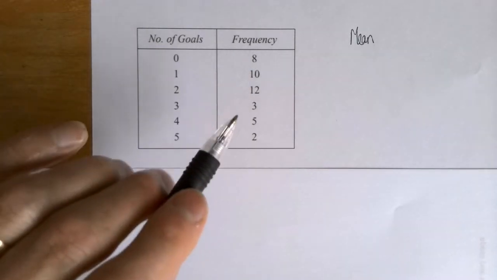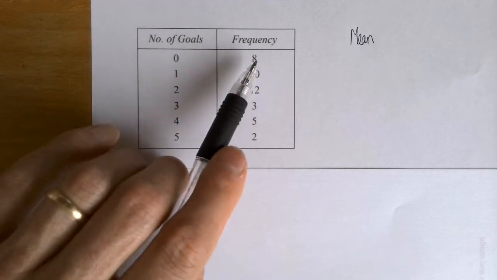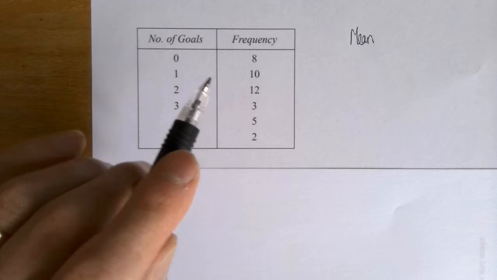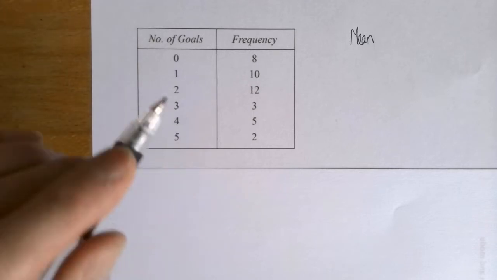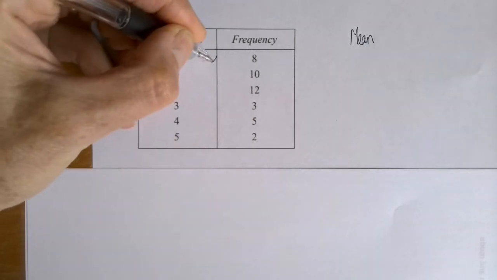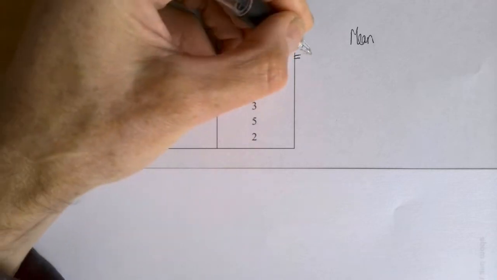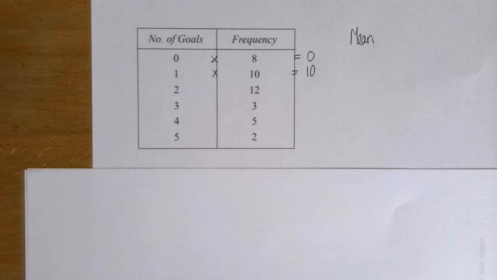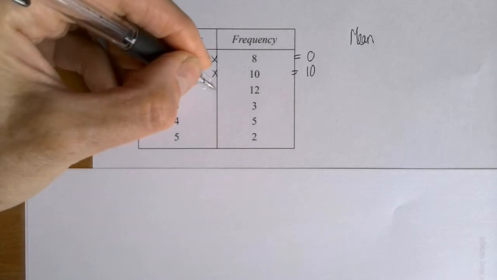These are number of goals scored in games of football. There were 8 games where no goals were scored. So rather than doing 0 plus 0 plus 0 plus 0 plus 0 plus 0 plus 0, we did the quick multiplication trick. I'm going to carry on and do that. Let's speed the video up.